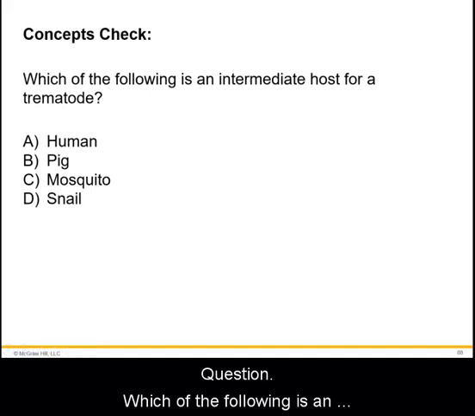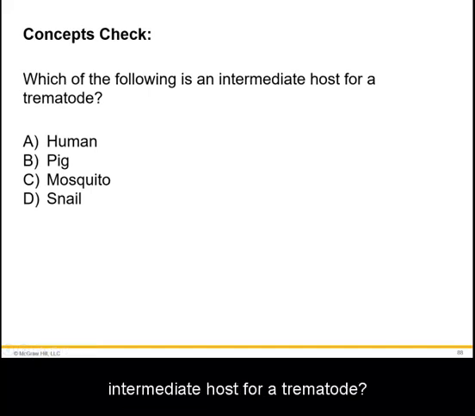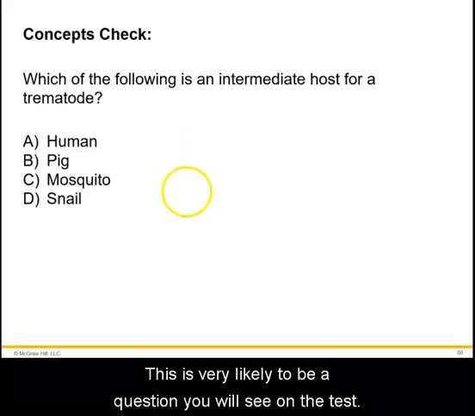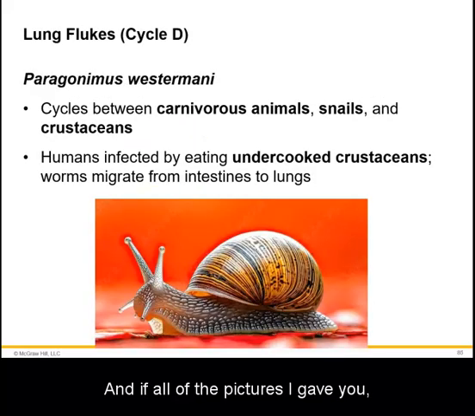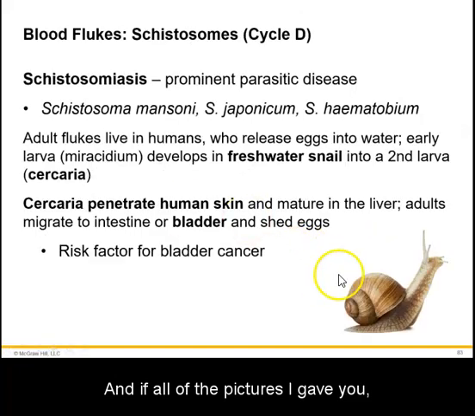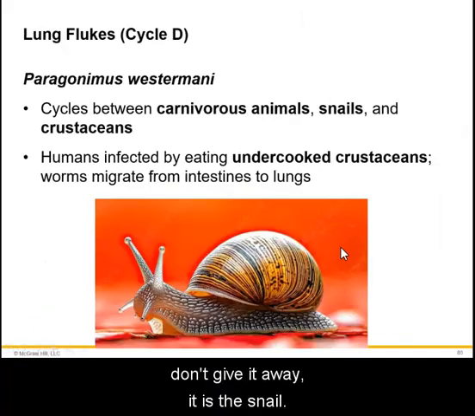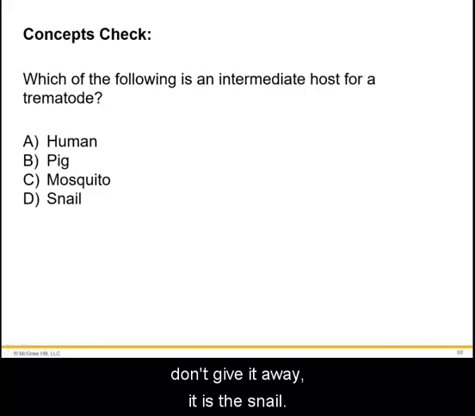Question, which of the following is an intermediate host for a trematode? This is very likely to be a question you will see on the test. And if all of the pictures I gave you don't give it away, it is the snail.